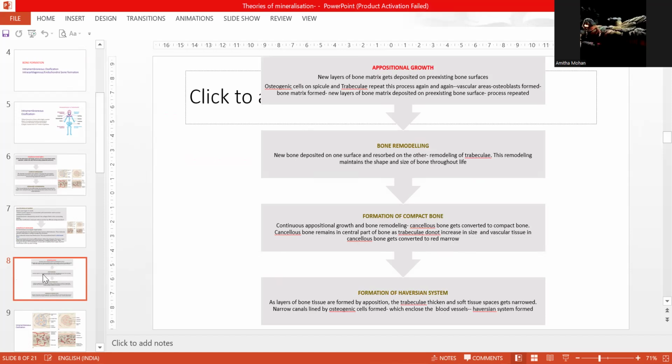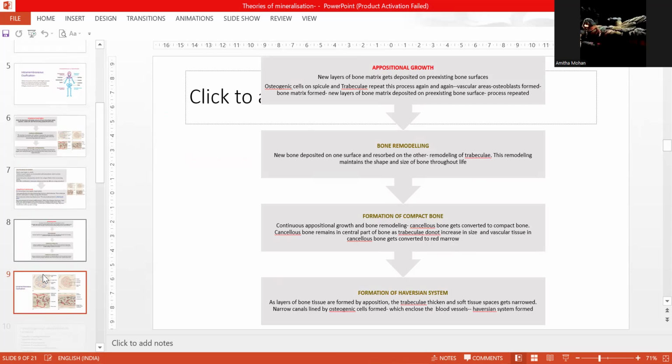So as layers of bone tissue are formed by this process of apposition, the trabeculae start getting thickened. The soft tissue spaces get narrowed. Narrow canals lined by osteogenic cells are formed, which enclose the blood vessels. In this manner, Haversian systems get formed.